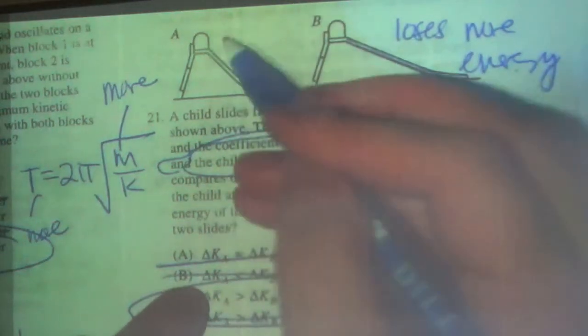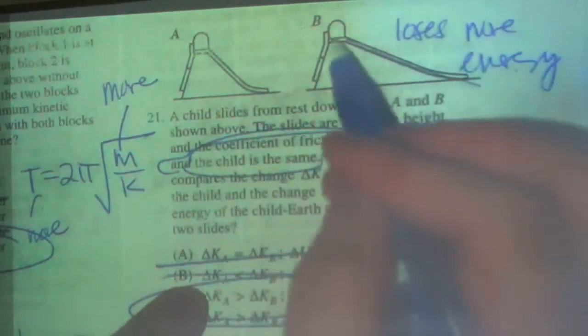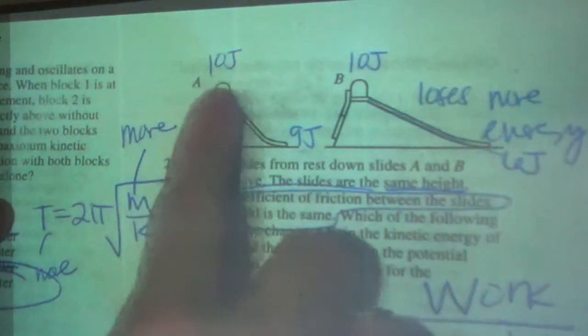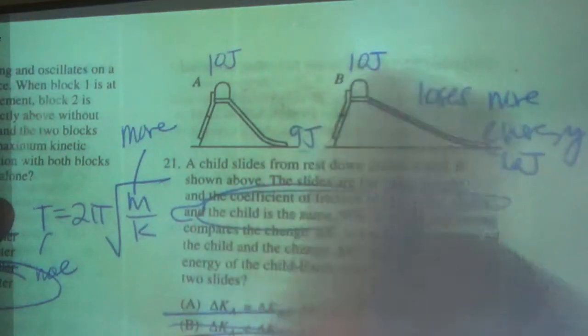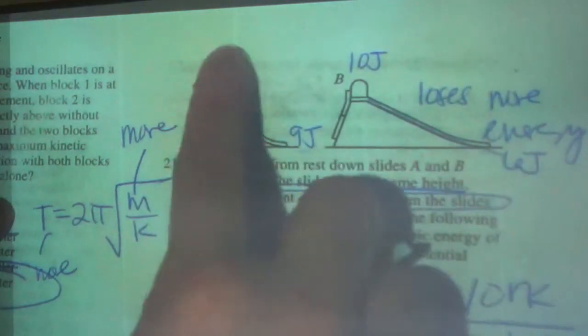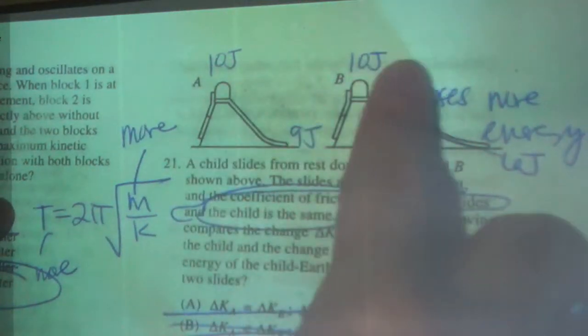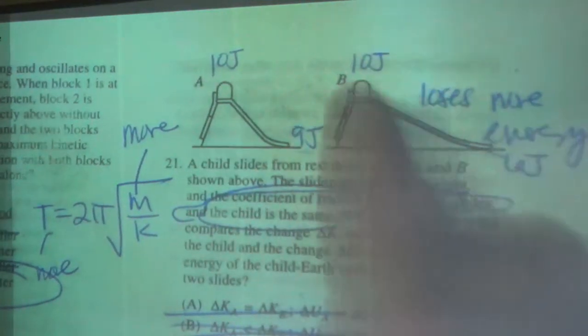And if you're like, wait, but this one says that A has a greater change, that's true. Let's say they both start with 10 joules, right? If this one loses, I don't know, 4 joules, they have 6. This one loses only 1 joule, they have 9. So the change in kinetic energy is from 0 to 9, and then from 0 to 6. This one changes more because it gets most of its potential into kinetic, whereas here it loses more of it, so less of it changes into kinetic, if that makes sense.